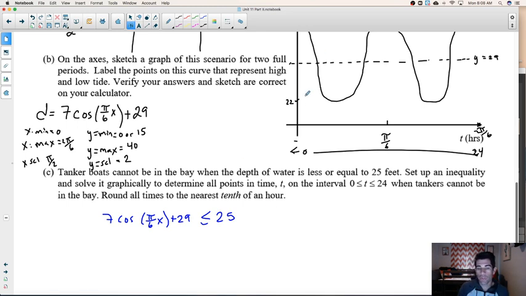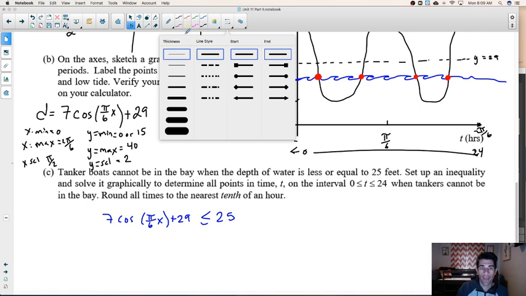Now if you're going to solve this, basically you're going to say if this is your tide, this is your water. If the water, we'll call this here, is at 25 feet, like this, I'm going to get really graphic with you. If the water ever goes below this value, the tanker cannot go in the bay. Because all of these spots represent when the tanker cannot go in the bay.